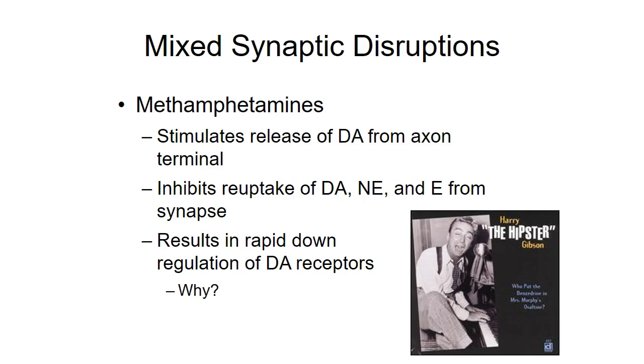Okay, so there's also some drugs that can have mixed effects. So methamphetamines, they can stimulate dopamine release from the axon terminal and inhibit reuptake. And so this results in elevated amounts of these neurotransmitters.